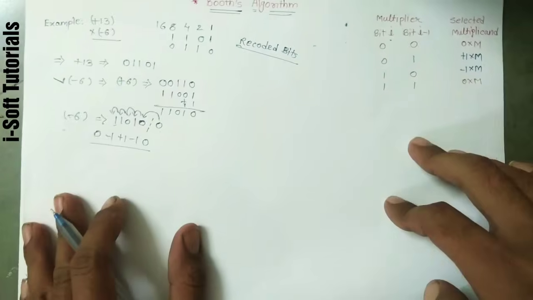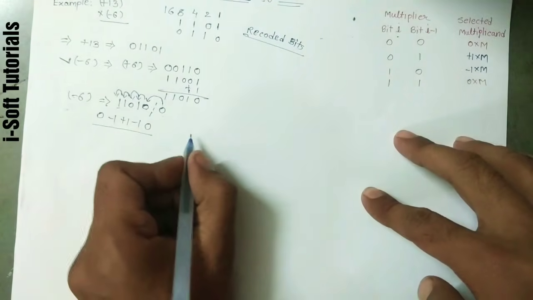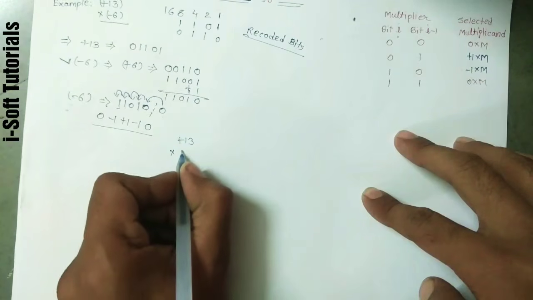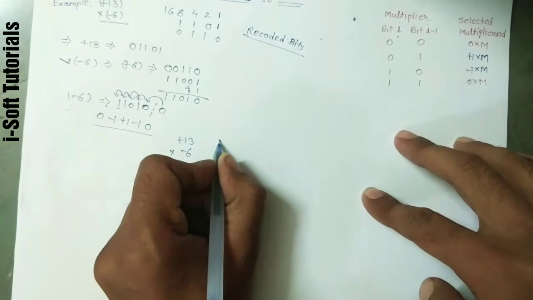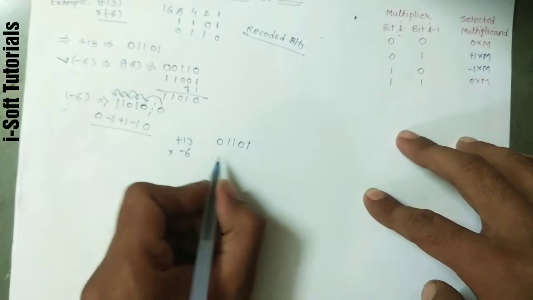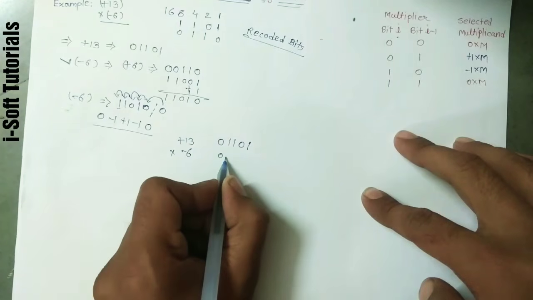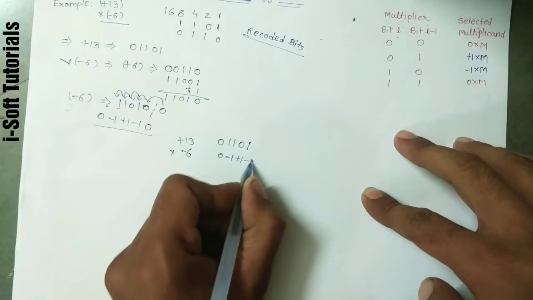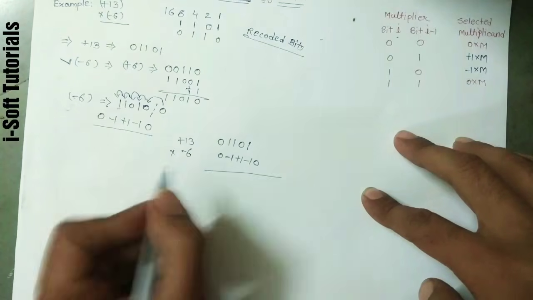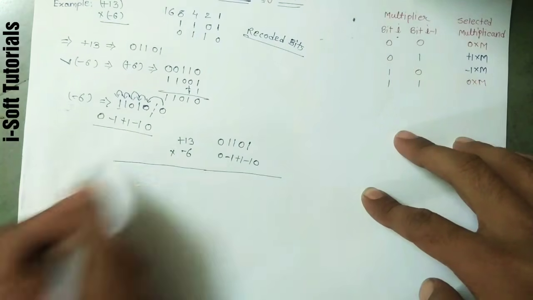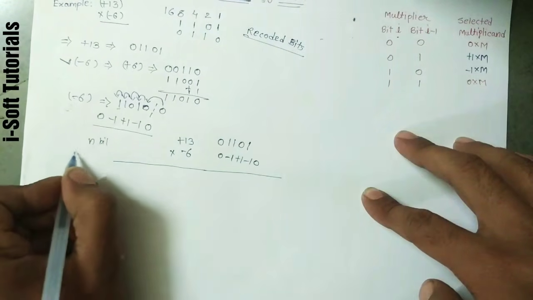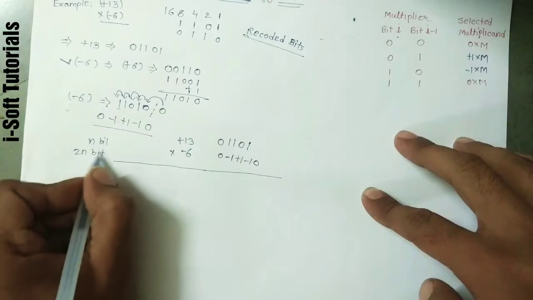So we will now solve this multiplication, plus 13 into minus 6. Plus 13 representation is 0 1 1 0 1, and for minus 6 the representation is the recoded bits 0 minus 1 plus 1 minus 1 0. Okay, so we will solve this. This Booth algorithm guarantees that if your numbers are n bits long, then it will produce a 2n bit product.